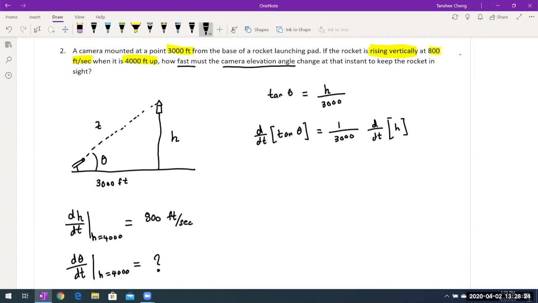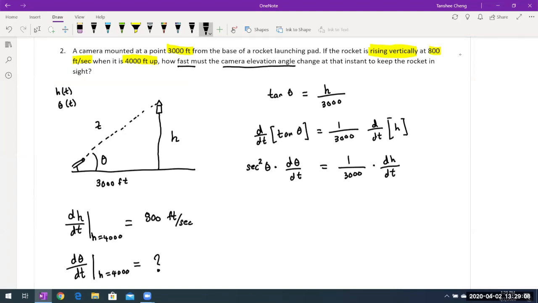And remember, in this case, h is a function of time and θ is a function of time. So when I look at tan θ, I'm looking at a composition of functions. The outside function is tangent, and the inside function is θ. When I take the derivative of tangent, that gives me secant squared θ, times the derivative of the inside function θ, which becomes dθ/dt, which is what we are looking for, equal to the derivative with respect to time of the height, which is 1 over 3,000 times dh/dt.